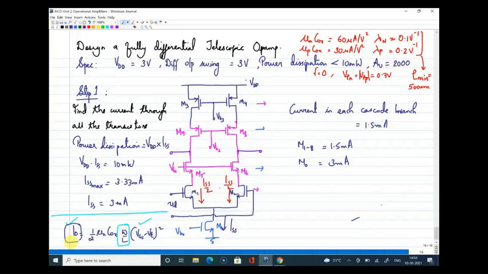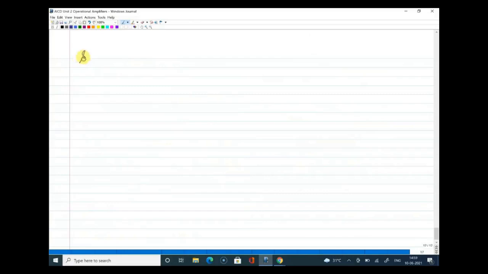All right. And we have obtained the current value directly from the power dissipation spec. Now, what should be the next step? Step 2 should be to find the overdrive voltage for the transistors. So your step 2 is to find the overdrive voltage VOV for all the transistors. With those two, we can directly find the W by L value, right?